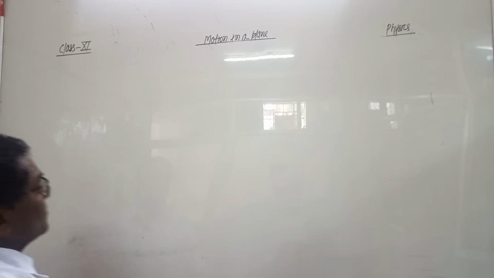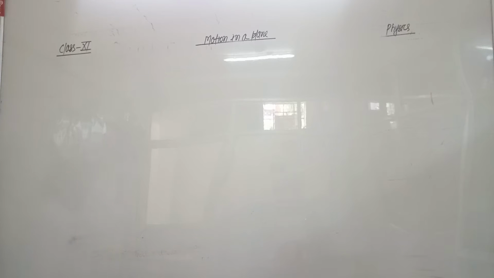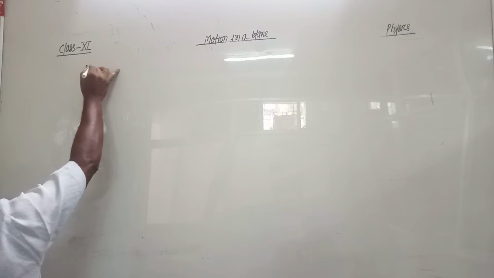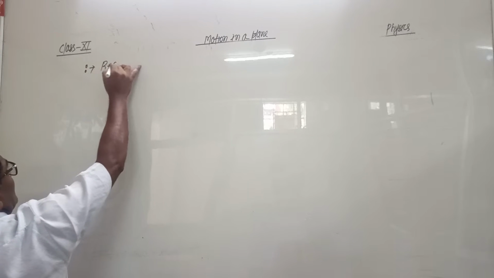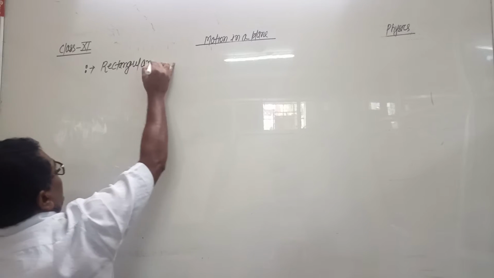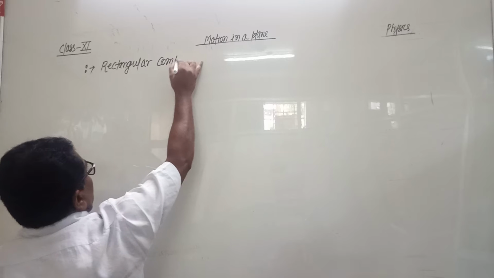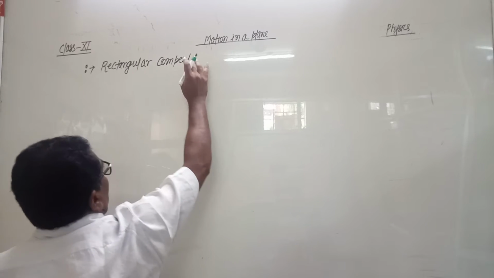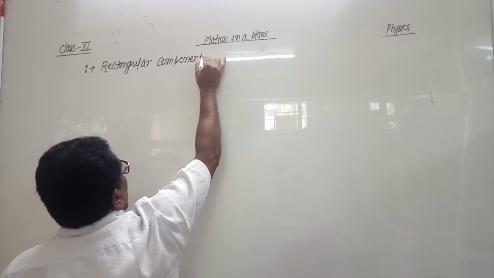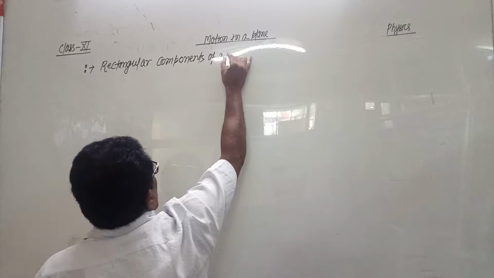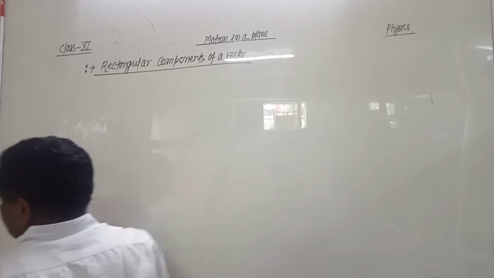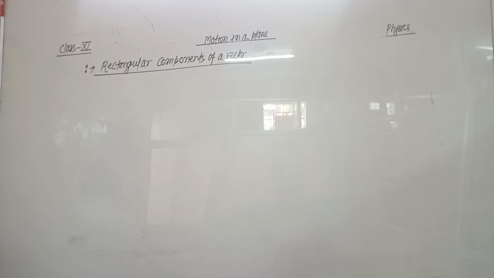We proceed with the chapter Motion in a Plane, and the topic is rectangular components of a vector. We discuss the rectangular components of a vector.